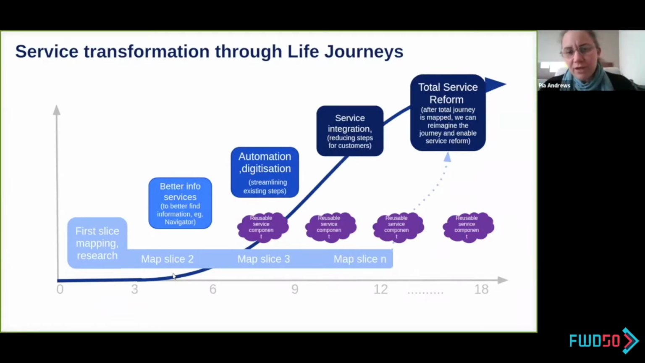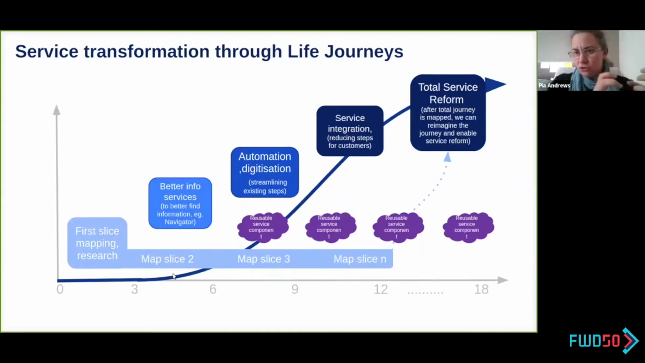The next step is really around automation and digitization. So streamlining those existing steps, that's usually where you start building reusable service components. The next step, and you're getting value going higher and higher, is about service integration. If a person has to register a baby and then also has to register for reminders about immunization and then also has to register for a social service number and then also has to register for these other 14 things, at the point where the baby is registered, why not say, would you also like this same information to be used for these other registrations? And the person could say yes or no.